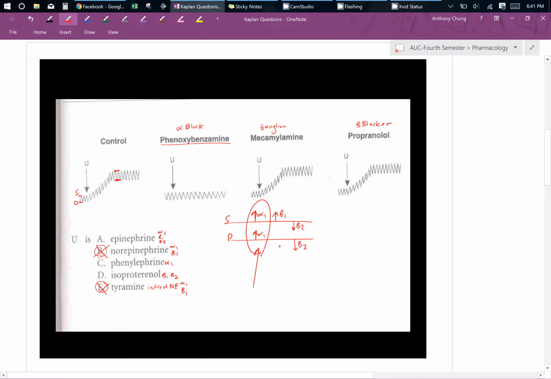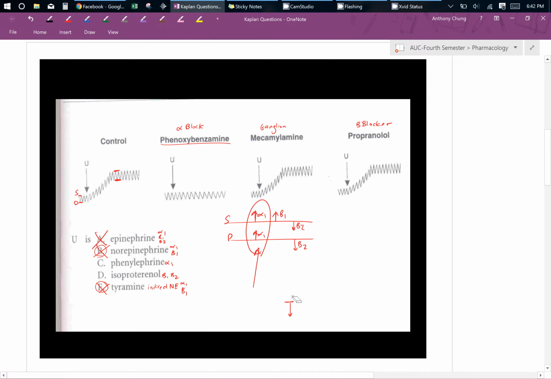However, let's take a look. Why not something like norepinephrine? Why can't it be norepinephrine? Because let's just say this is alpha-1, and if you increase only alpha-1, it would increase the blood pressure like that. If it were something like epinephrine, you would have a beta-2 effect. This would pull the diastolic down, and then the beta-1 effect would pull the systolic up. That doesn't look like my control, so I definitely don't think that epinephrine would be right.